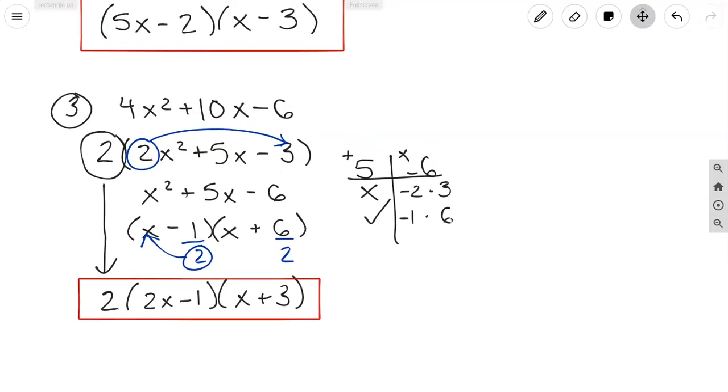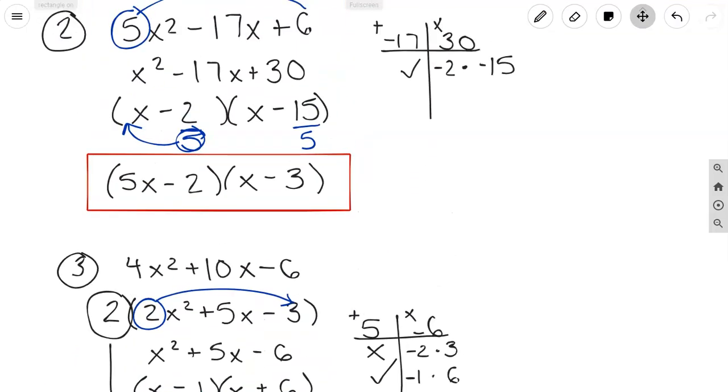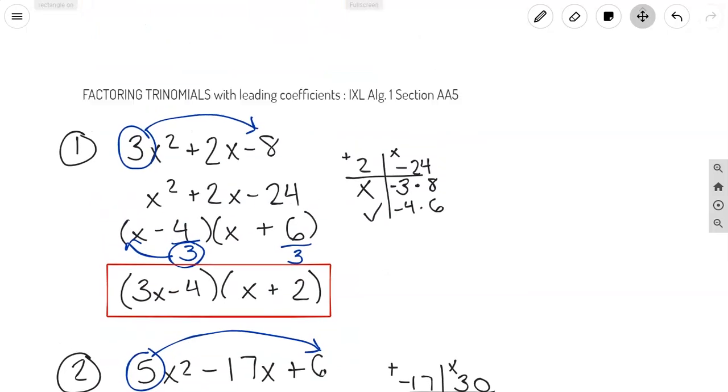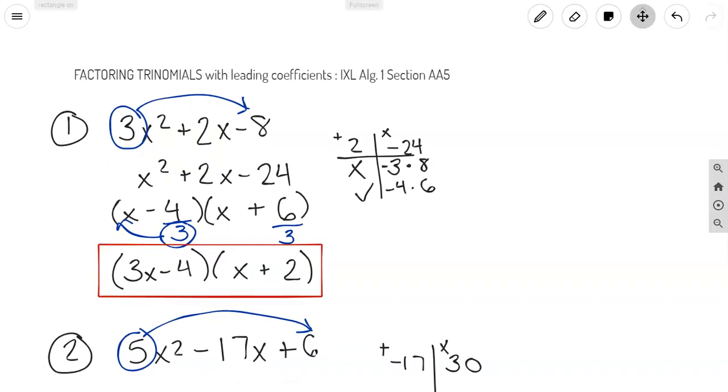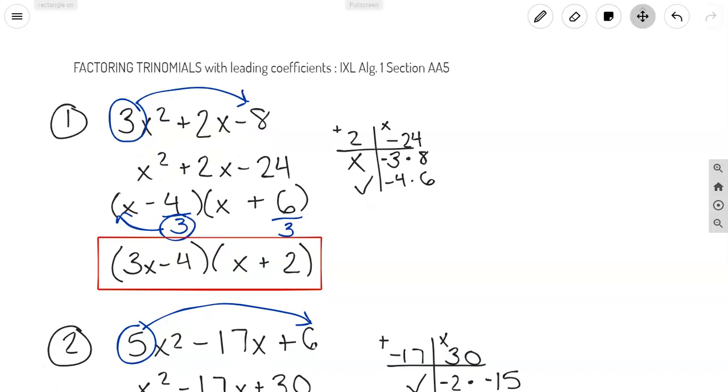Alright, so these are your 3 questions that we just worked on. Go ahead and try your skills and practice on IXL Algebra 1, Section AA5. It should be factoring trinomials with leading coefficients, or factoring quadratics, I think they call it. But that's what you have.